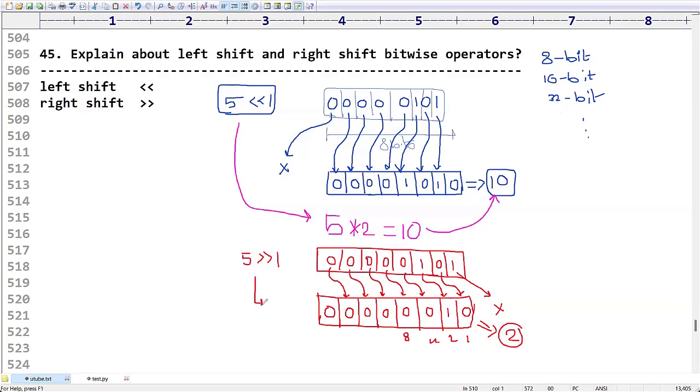Can I use the shortcut? It is nothing but 5 by 2, right? Because whenever you are doing left shift, it is going to increase the powers of 2. Whenever you are doing right shift, it will decrease the powers of 2. That's why when we are doing left shift, we have to multiply that number by 2. Whenever you are doing right shift, we have to divide by 2. Beyond that, nothing is there.